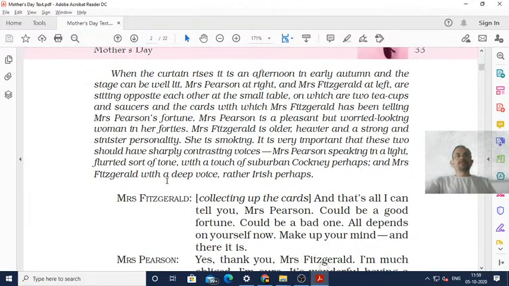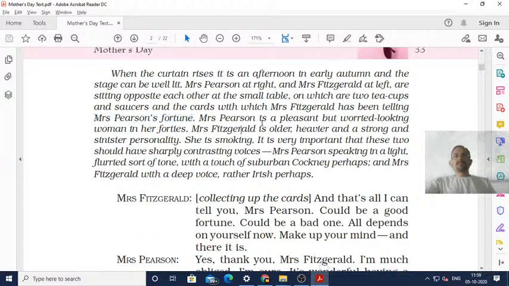Now when the curtain rises, whenever the story begins, it is an afternoon in early autumn and the stage can be well lit. Mrs. Pearson at right and Mrs. Fitzgerald at left are sitting opposite each other at a small table on which are two teacups and saucers and the cards with which Mrs. Fitzgerald has been telling Mrs. Pearson's fortune.